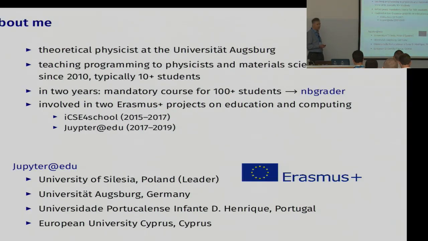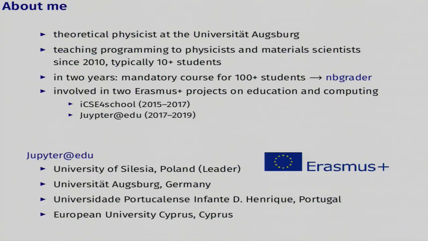Briefly about me, I'm a theoretical physicist at the University of Augsburg. I'm teaching programming to students of physics and material science, typically like 15 students or so. But this is going to change in the next 2 years. I expect to teach courses with about 100 students. And then, of course, I have to ask myself, how can I do this in a way that scales well? That's why I was recently looking into NBGrader, which will be the main focus of this talk.